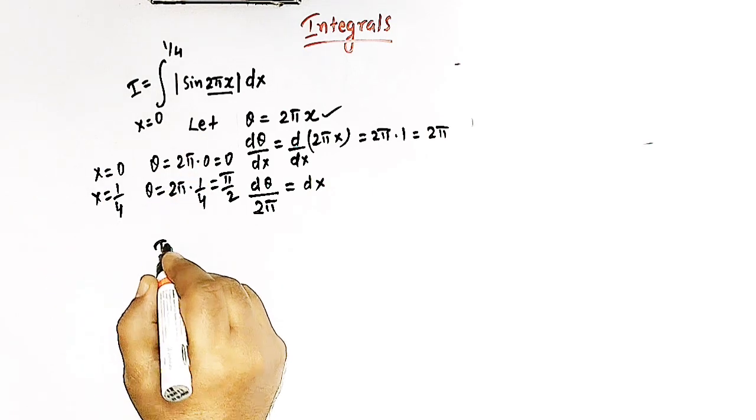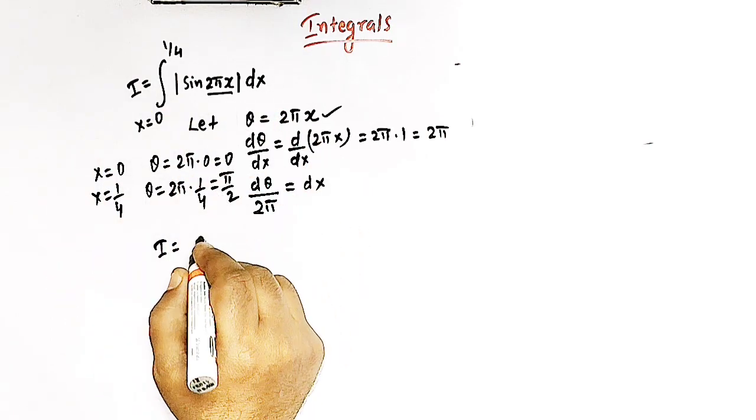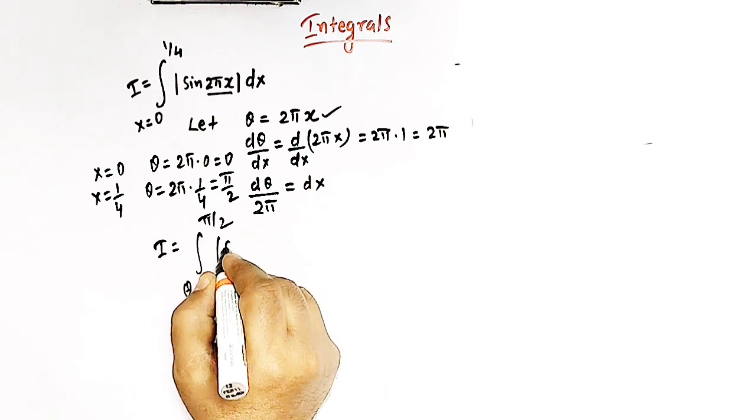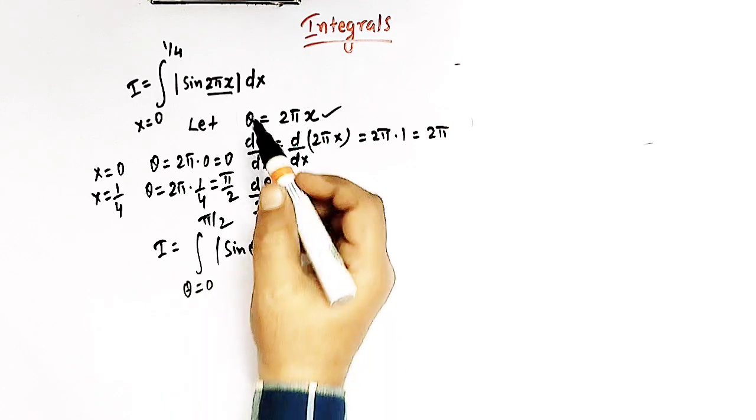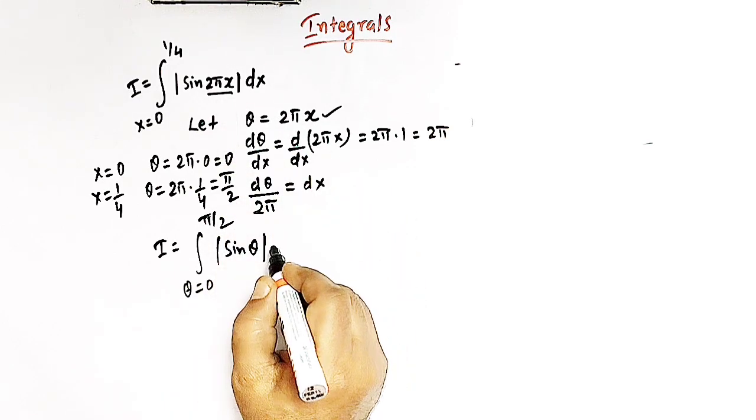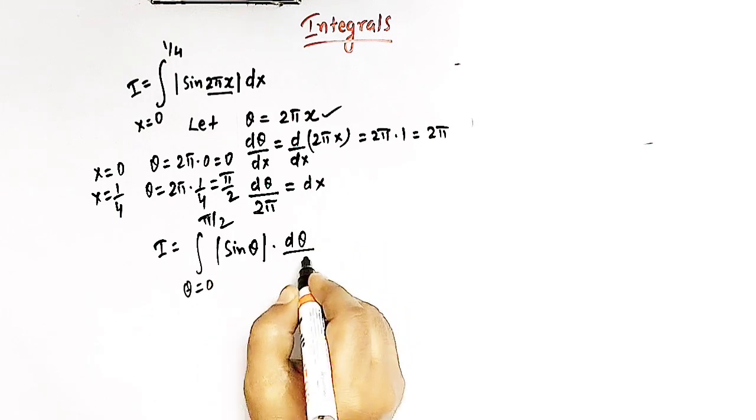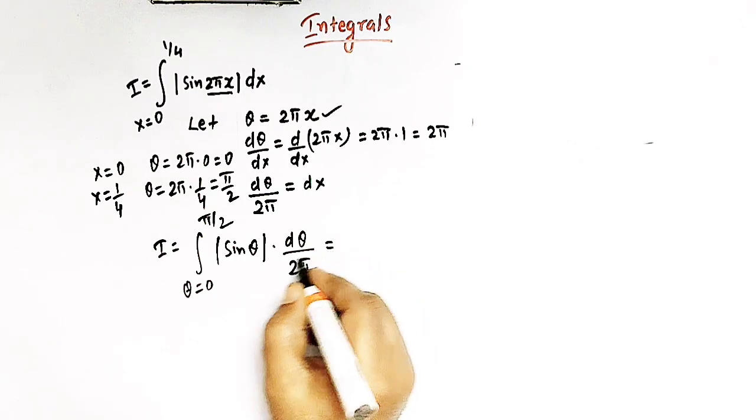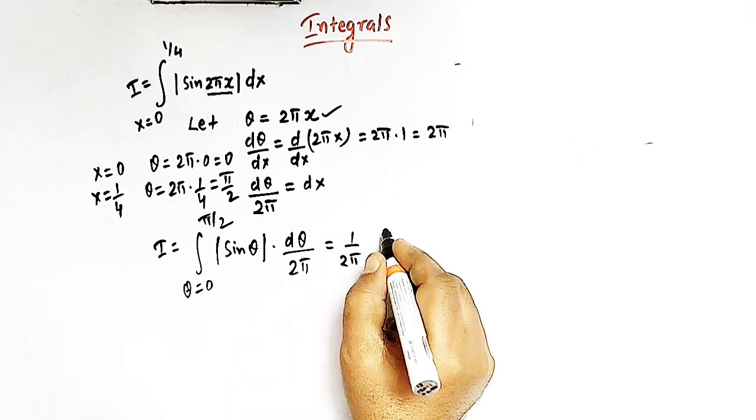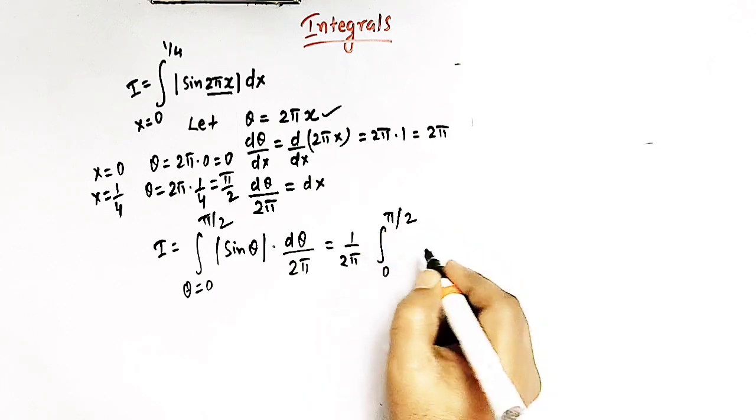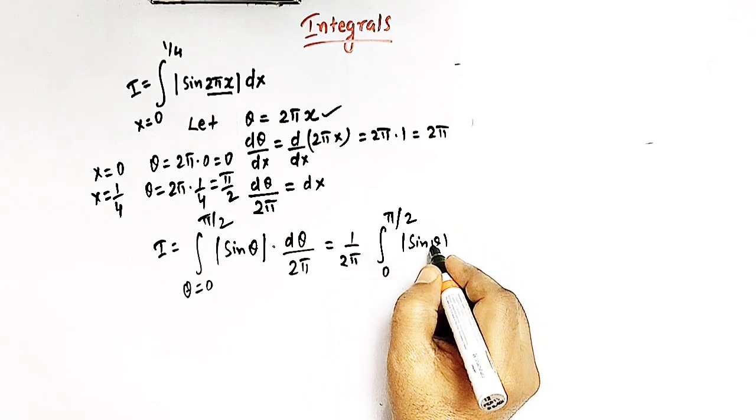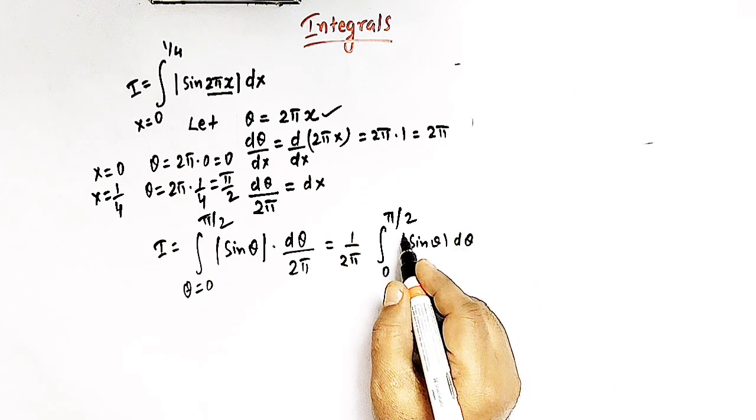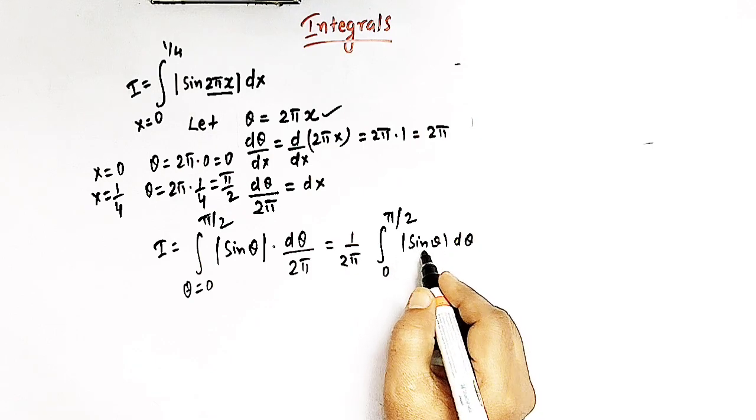So now this integral I can take the form in terms of theta, that is theta varies from 0 to pi by 2, and here we have mod of sine theta. For 2 pi x we write theta, and for dx we can write d theta over 2 pi. So now taking 1 over 2 pi outside the integral, we have 0 to pi by 2, and here we have mod of sine theta and d theta. So let us now apply the definition of mod function to this integrand, that is mod of sine theta.